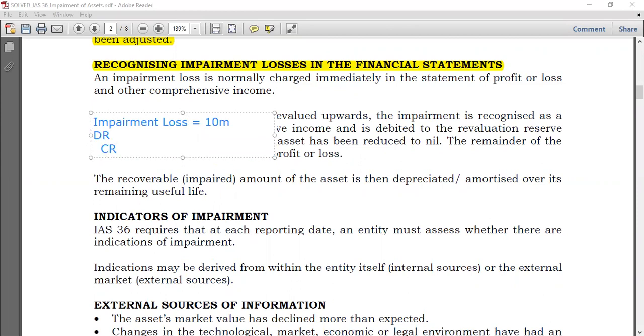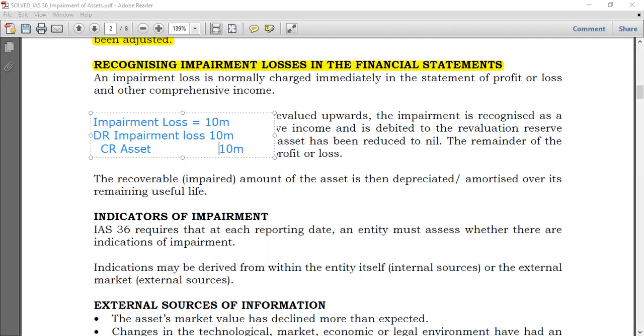So the asset is falling in value. That means that's why it has been impaired. Since the asset is of a debit nature, you will credit your asset here. So credit the asset by 10 million, but also you debit the impairment loss. Impairment loss, that means is also 10 million. And this is how you do the double entry for impairment losses.